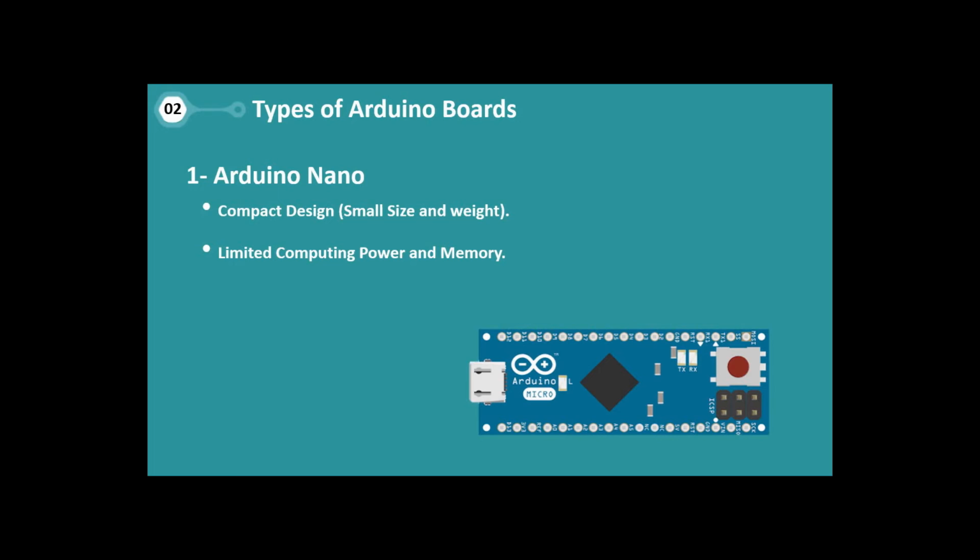As for the types of Arduino boards, we will deal with mainly two of them. The first is called Arduino Nano. It's the simplest Arduino board that is produced. It has a very compact design, which means it's small in size and weight. But the disadvantage of this type is that it has limited computing power and limited memory due to its compact size.